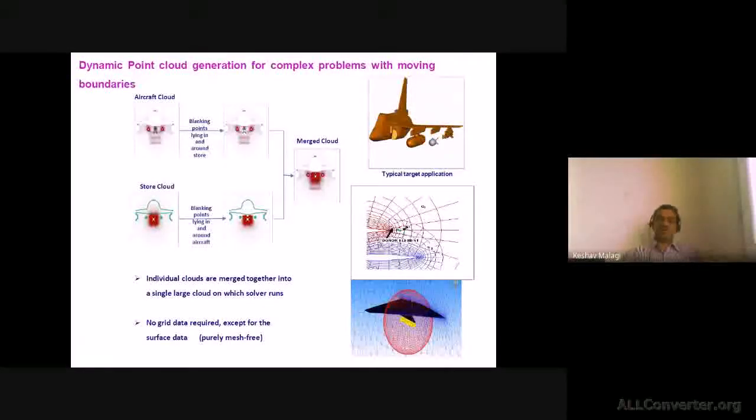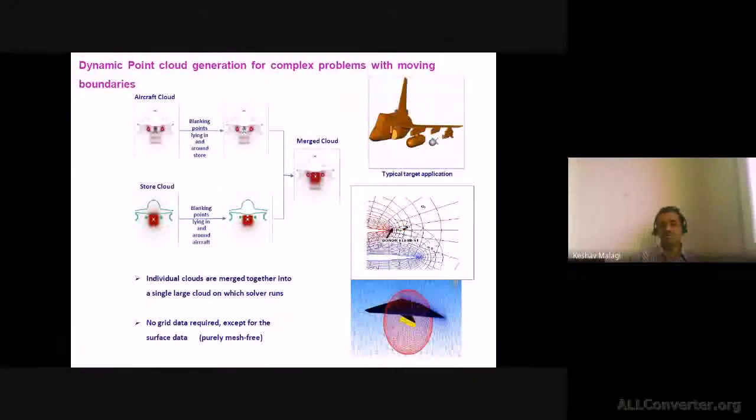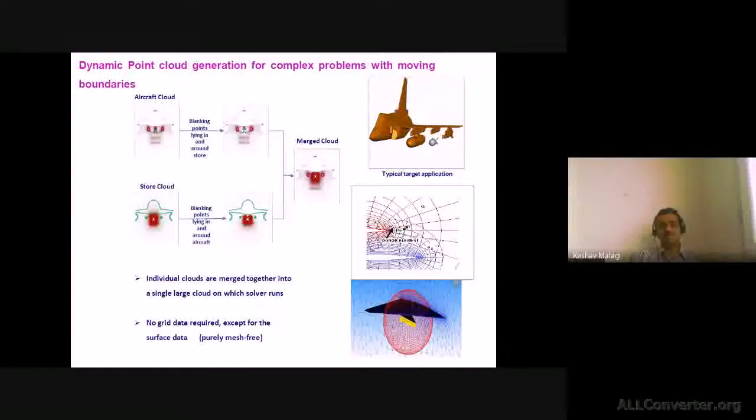A further advantage of mesh-free methods is when you have moving boundary problems. Suppose there is a store moving away from the aircraft. That is, you have an aircraft and some store is falling from here down. So you will have moving body problems, or turbomachinery problems, or flutter problems, where there are moving components. You have to handle those. Once there are moving components in mesh-based methods, you will have to manage the mesh as the body moves.